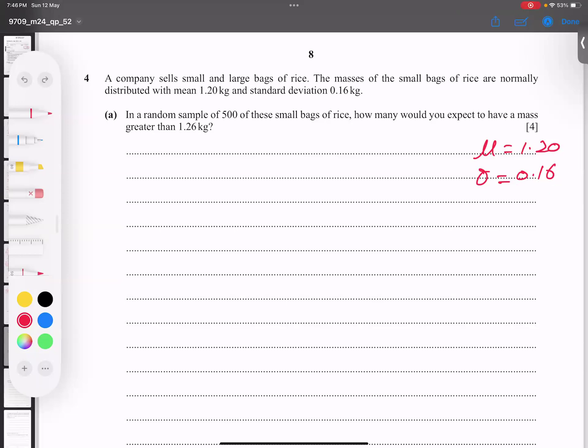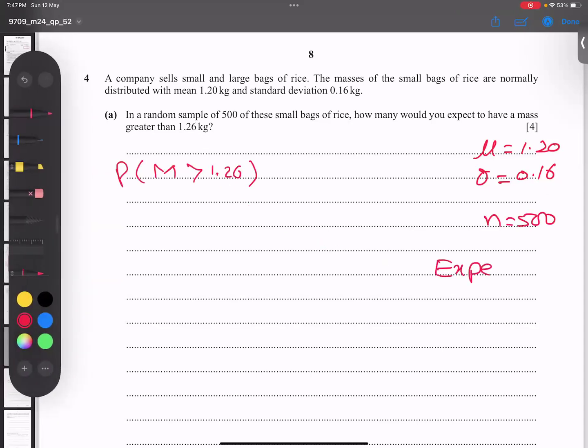Let's move on next. A random sample of 500 bags is taken. So it means n is equal to 500. All right. And how many would you expect to have a mass greater than 1.26 kilogram? So what is the mass? More than 1.26 kilogram. And we have to find the expected value. And what is the expected value? We have a special formula for it. Expected number of bags we have to find. All right. Expected number, sorry. Okay, student, how can we do this kind of question?